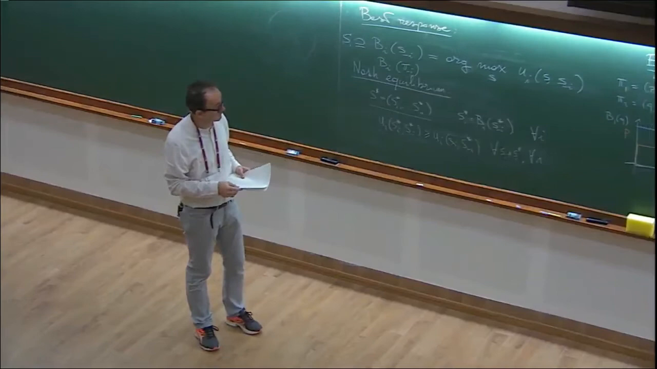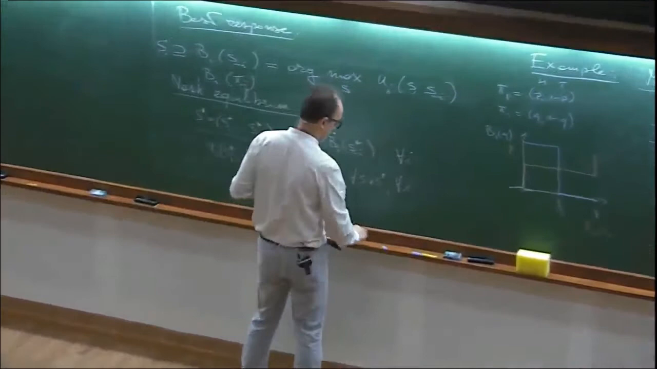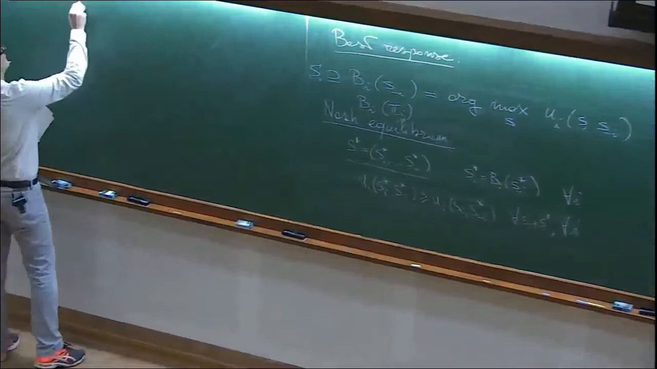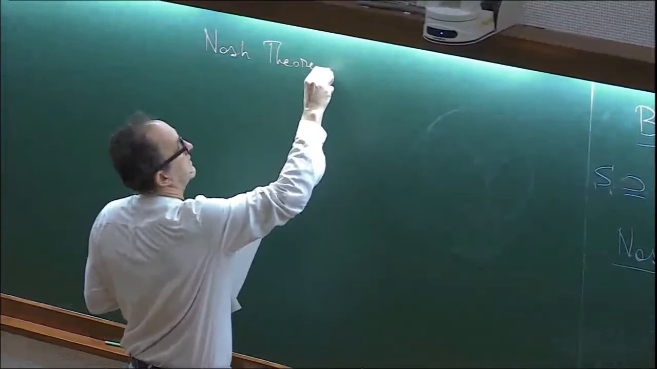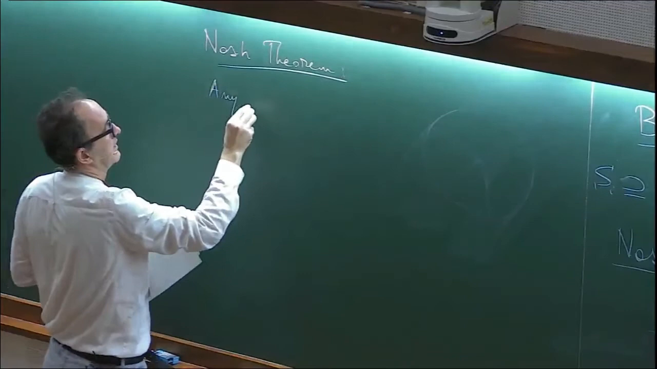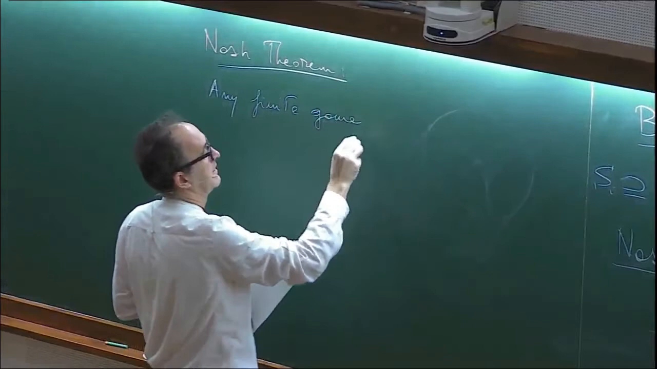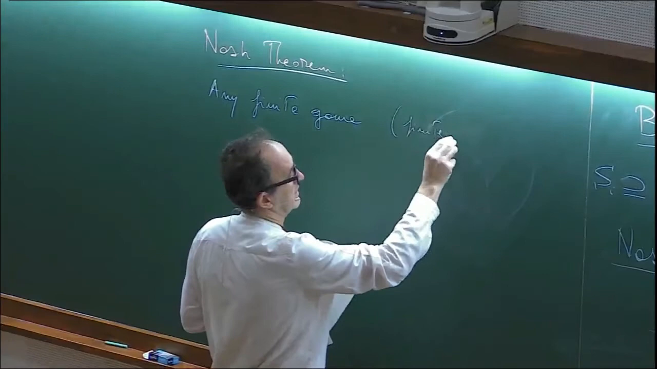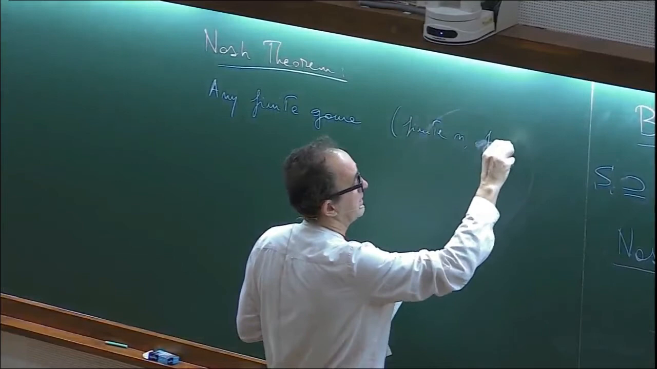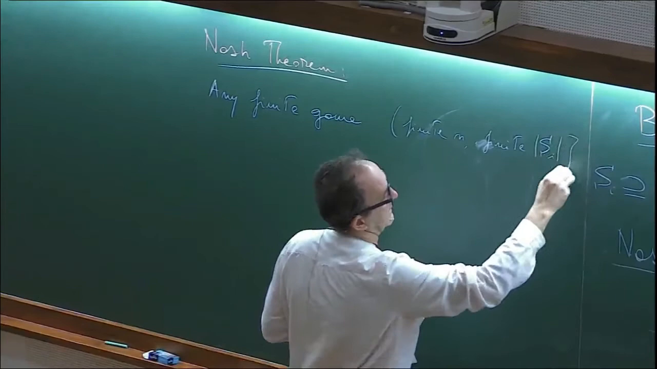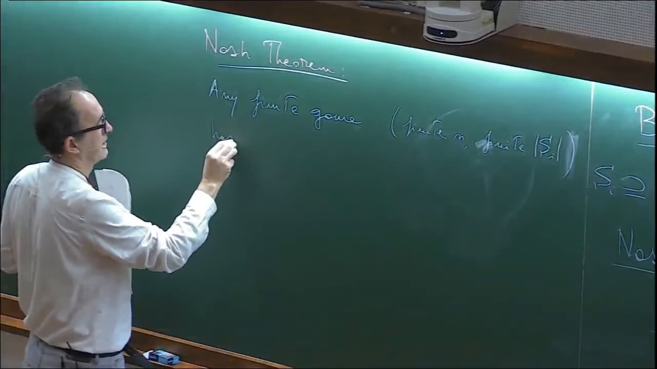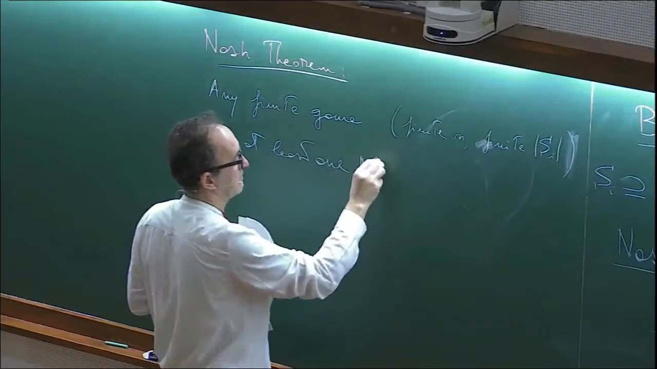There is an important result which was worth the Nobel Prize for John Nash, which is Nash's theorem: any finite game, finite meaning finite n and a finite number of strategies, has at least one Nash equilibrium in mixed strategies.